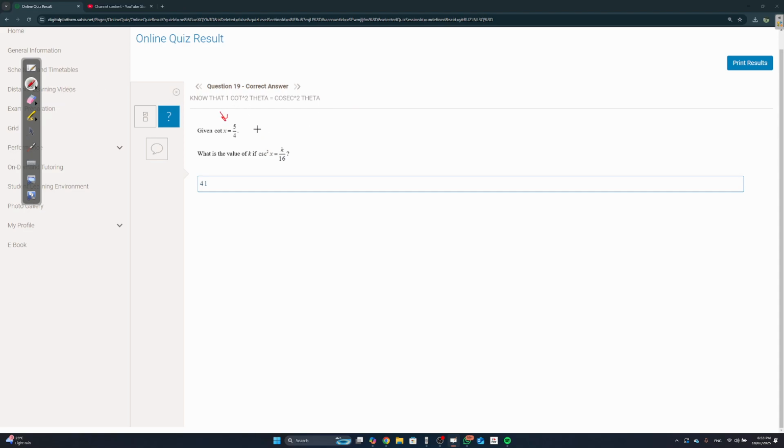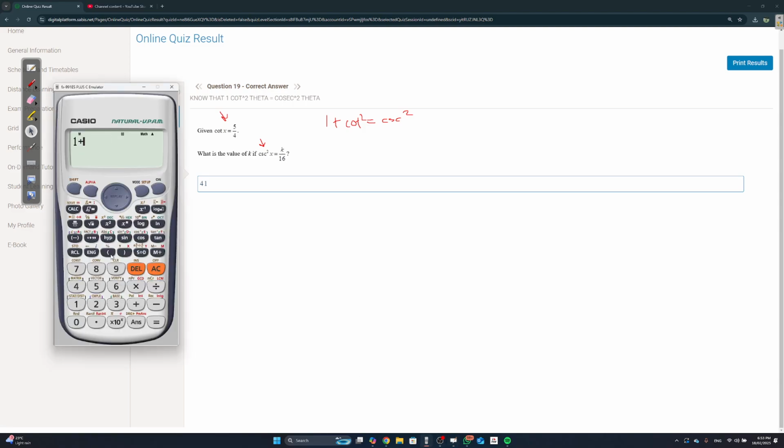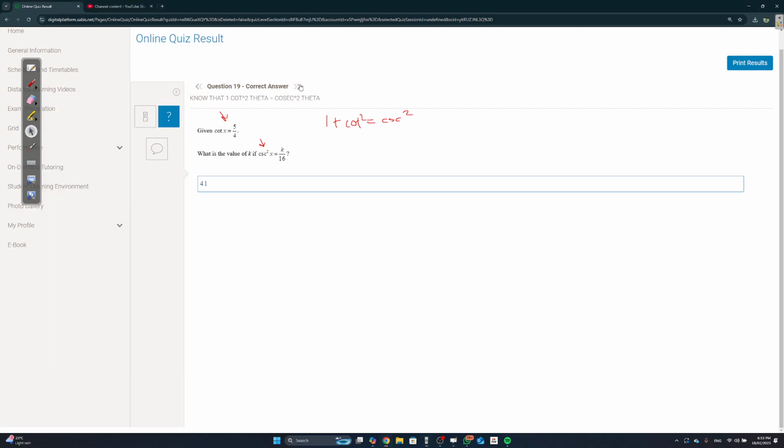Question 19. Given cotan x is 5 over 4, what is cosecant squared? 1 plus cotan squared is equal to cosecant squared. Okay, 1 plus cotan squared, so 1 plus 5 over 4 squared. 41 over 16, so k is 41. Easy.